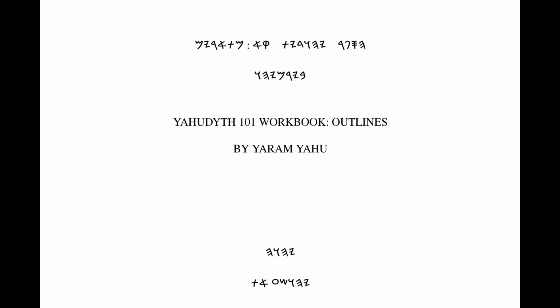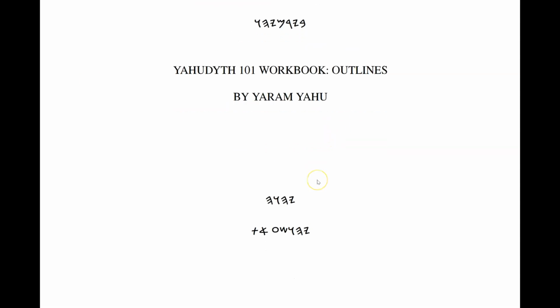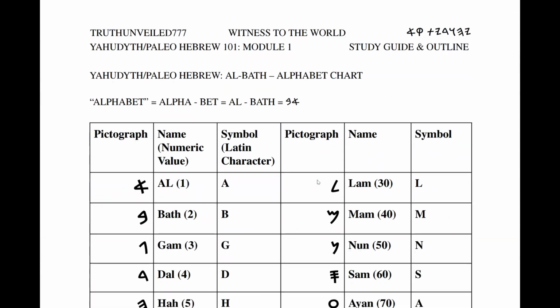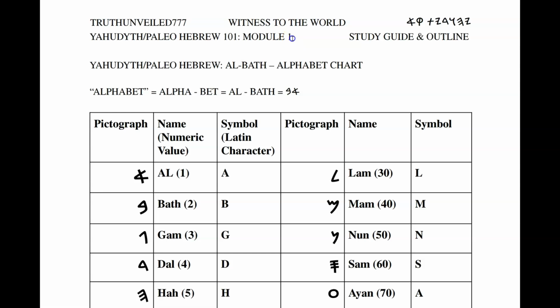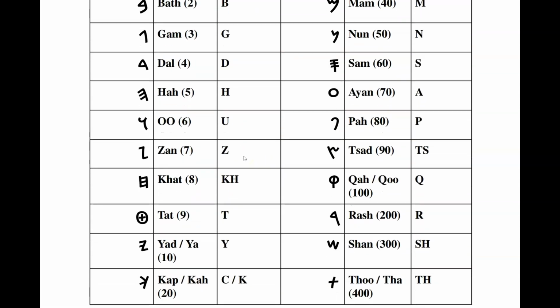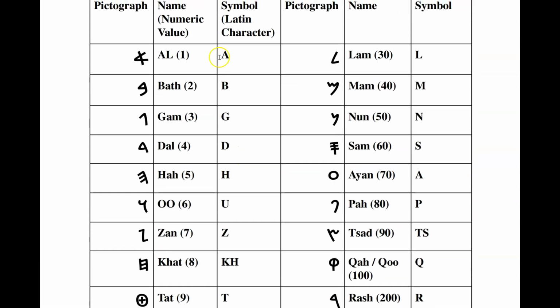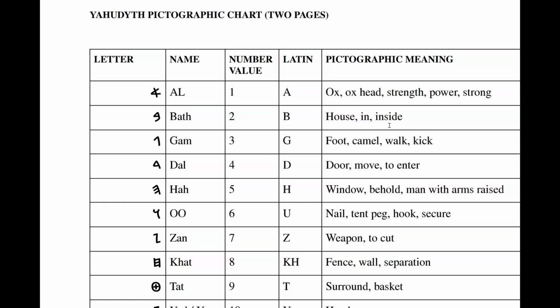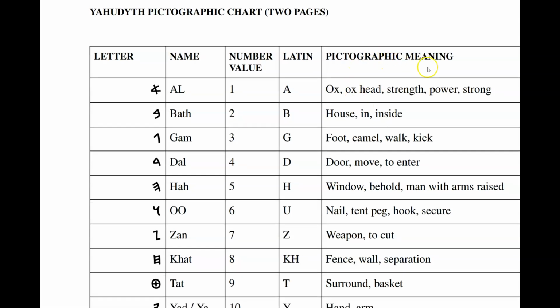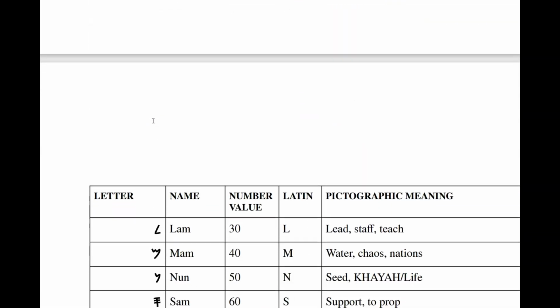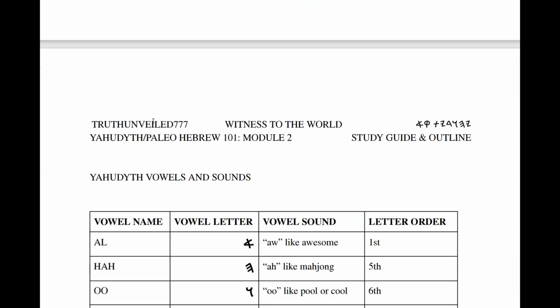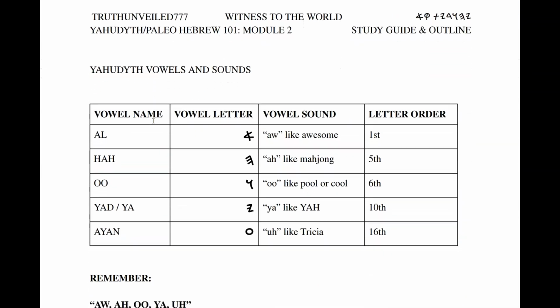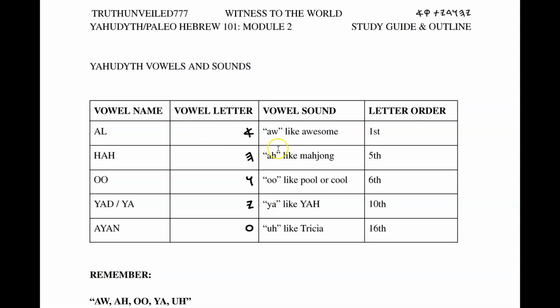So just to give you an idea, this is how that document looks. This is how the outlines document looks. It is over 100 pages worth of study material. So this is the material that's outlined from Module 1, as you can see right here. So it gives you a chart of the actual Al-Bathar alphabet, and it gives you the English equivalent. It gives you the name, the symbol, the pictograph, how it looks, and the numerical value as well. It also gives you 2 pages of the pictographic meanings because each letter is a picture and has a meaning to it. And again, you'll learn more about that in the actual course itself. So that's Module 1's outline, and then Module 2's outline is looking something like this, where you can actually start applying the sound to it.